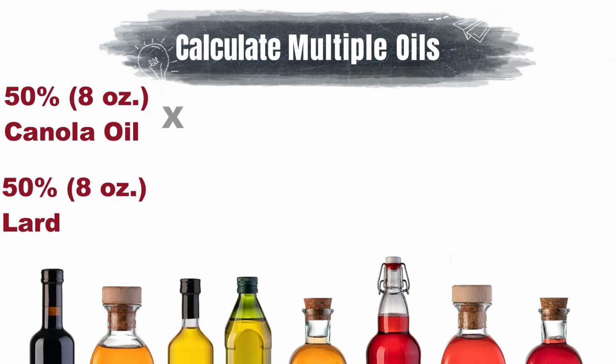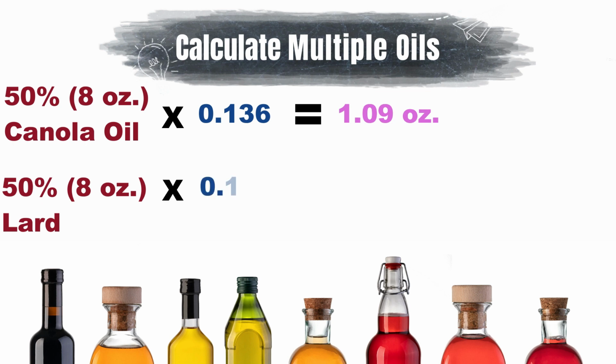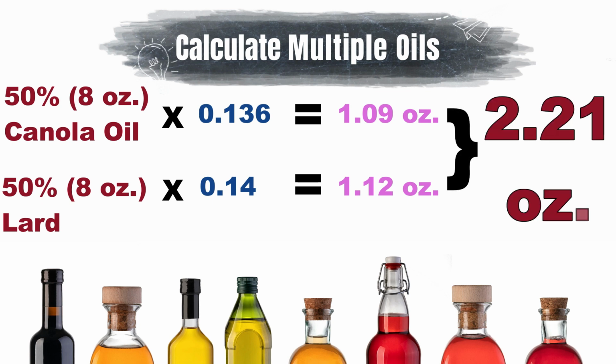The canola, which is also called rapeseed oil, has a sap value of 0.136. So I need to multiply 8 ounces of canola by 0.136 for a total of 1.09 ounces. The lard has a sap value of 0.14. Multiply this by 8 ounces for a result of 1.12 ounces. Add these two values together for a sum of 2.21, and you will need 2.21 ounces of lye for this recipe.